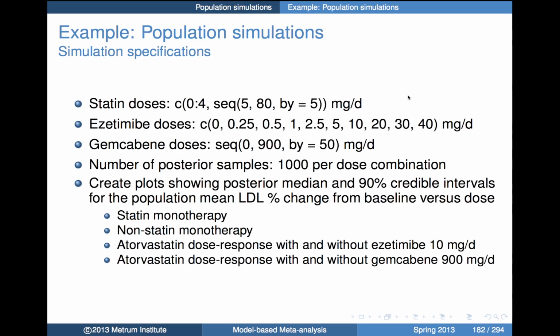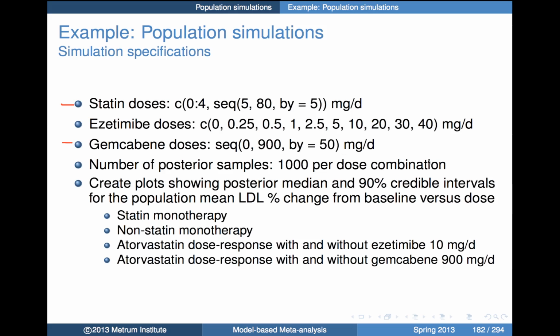Let me give some specifications for this. So that's the basic concept. Now this is starting to get into some of the mechanics. What I'm going to do here is generate a bunch of simulated population means, and we're going to do that for a range of statin doses, and I cite the specific statin doses that we'll use. You can see it's 0, 1, 2, 3, 4, and then it goes by fives up to 80 milligrams here. The ezetimibe doses, you can see a listing of doses here going up to 40 milligrams per day, and another sequence here of gemcitabine doses going up to 900 milligrams, every 50 here, just to be able to generate relatively smooth dose response curves.